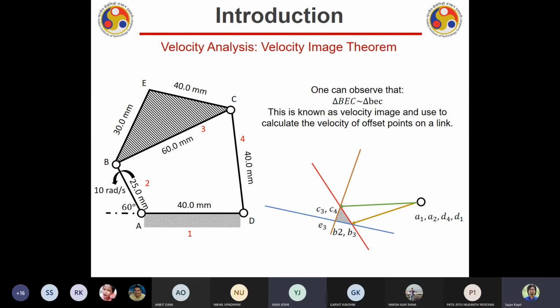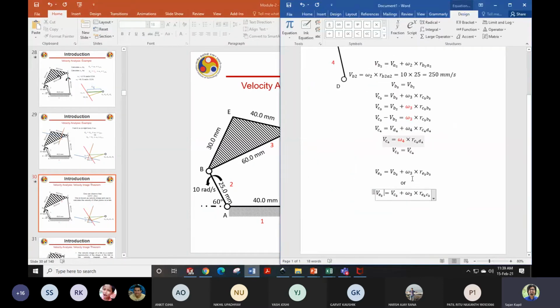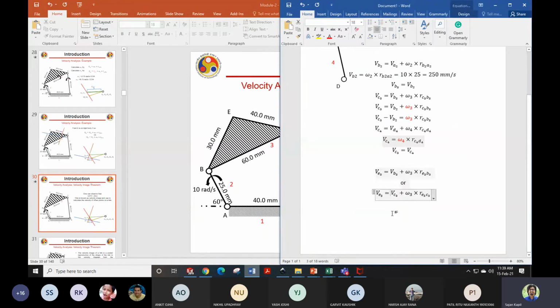This is known as the velocity image, and it can be used to find out the velocity of any offset point on the link. What is E? E is nothing but an offset point on this link, right? So I can do something very quick here. Let me show you through the calculation first. I have these two equations, right? Can I just rewrite this equation like this? It's very interesting. I just write minus and equal here, and minus here and equal here.